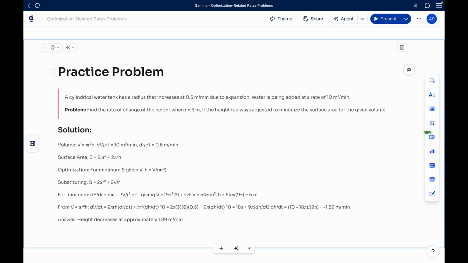Basically, here is the practice problem for today. Over here, the cylindrical water tank. It's a pretty interesting problem in my opinion. So definitely try this, it'll really help you a lot, and the solution is over here also if you need to check.